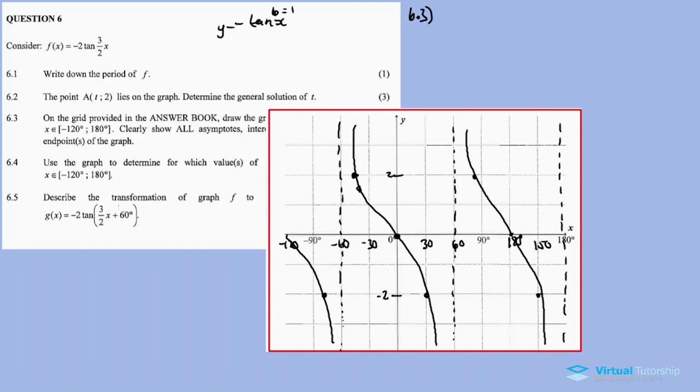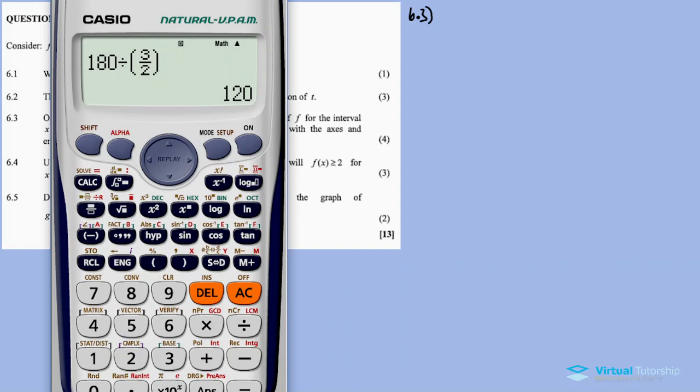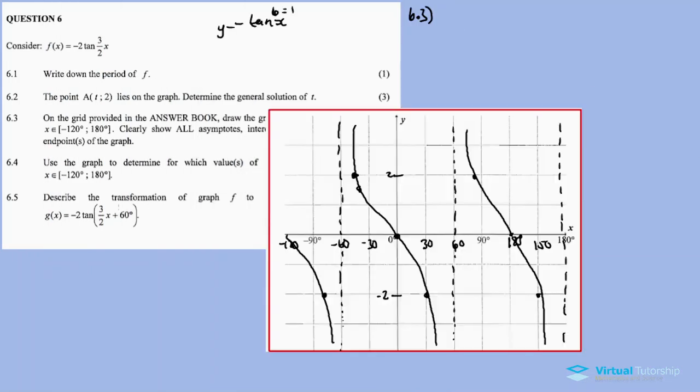6.4 now. 6.4, use the graph to determine for which values of x will f of x be greater or equal to 2 for x element of minus 120 to 180 degrees. So where will f of x be greater than, let me do this.